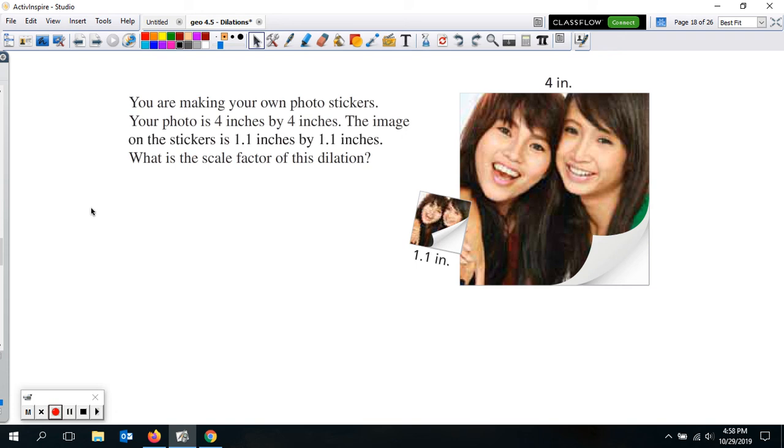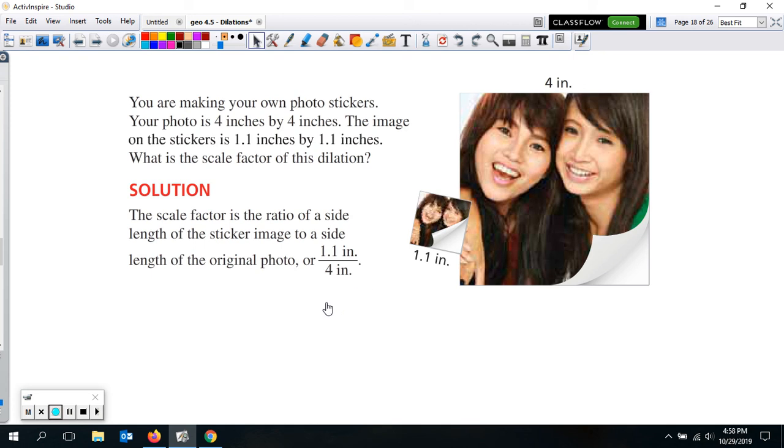Your photo is 4 inches by 4 inches. That's your original photo right here. The image on the sticker is 1.1 inches by 1.1 inches. All right, so that's what we needed to get to. We need to go from 4 inches down to 1.1. So what is the scale factor of this dilation? Our original here is 4 inches and our new one is 1.1. Remember, it's always the new one over the original. That's what we talked about before. It's the new over the original, 1.1 inches over 4 inches.